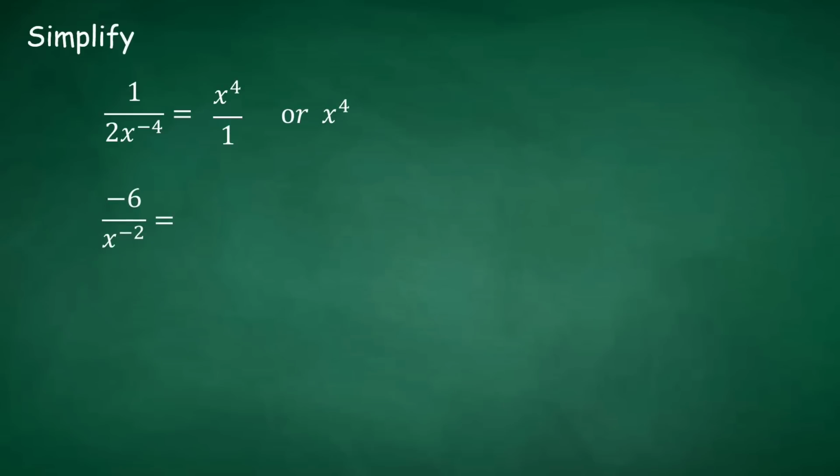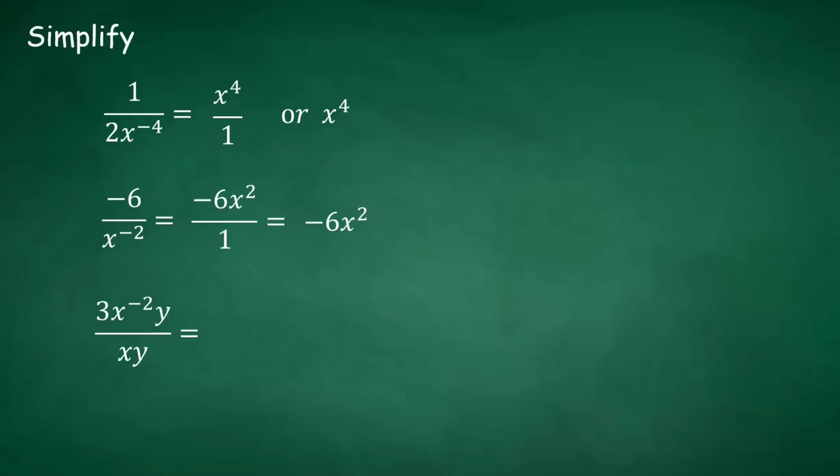Negative 6 over x raised to the power of negative 2. Look again for the negative exponent and put that on the other side of the fraction line. The expression becomes negative 6x squared over 1. Because x has the exponent of negative 2, put that in the numerator. Or we can write our final answer, negative 6x squared.